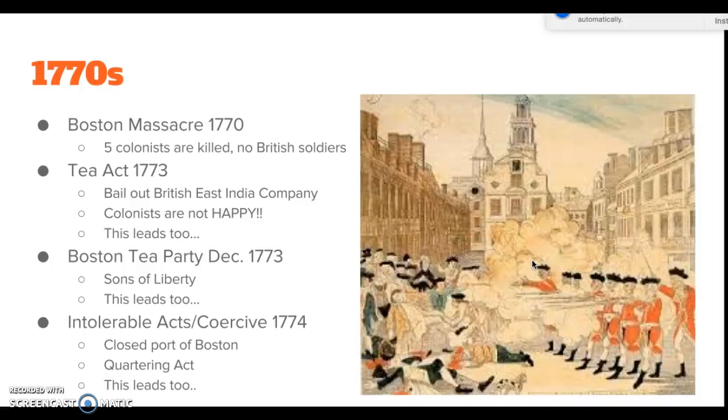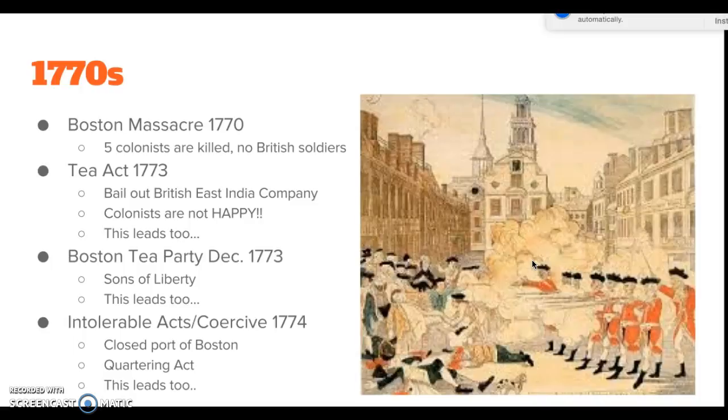So it will lead to the Boston Tea Party in 1773, shortly after the Tea Act is passed. The Sons of Liberty, again, like I mentioned, the radical group led by Samuel Adams, the cousin of John Adams and John Quincy Adams. Native Americans will dress up, go to the Boston Harbor, and they will ransack all the British East India Company's tea and throw it into the Boston Harbor, and therefore you have the British East India Company losing lots and lots of money.